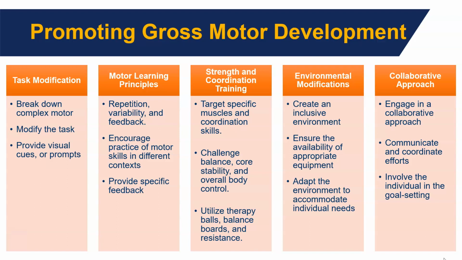And then environmental modifications. You want to create an inclusive environment that encourages active participation. You should ensure the availability of appropriate equipment to facilitate gross motor activities, and you should adapt the environment to accommodate the individual's needs. For example, reducing the distractions that are around.